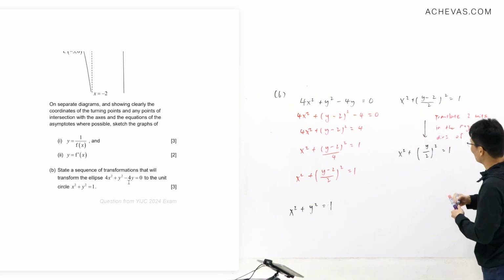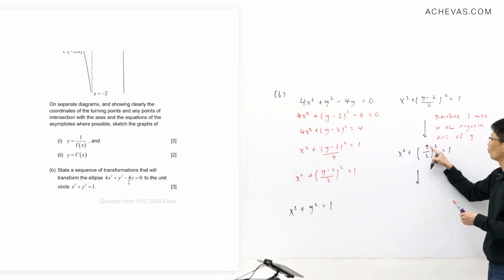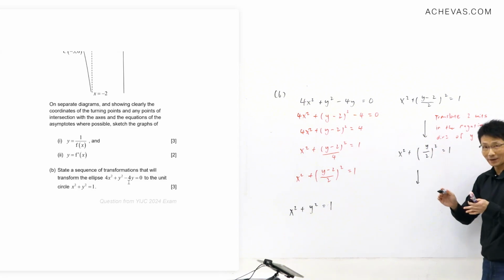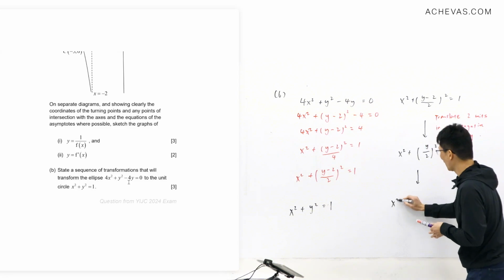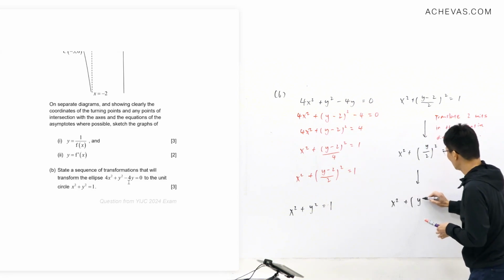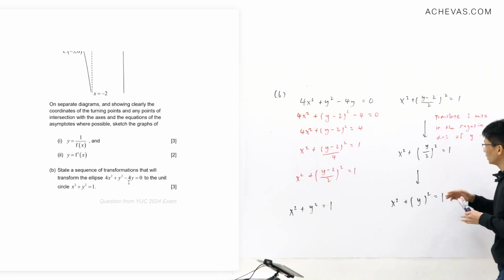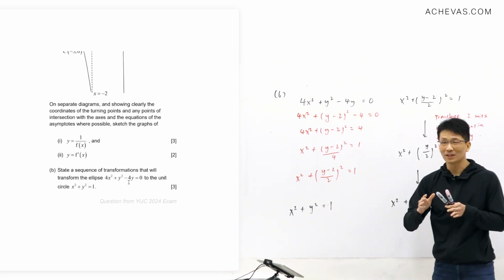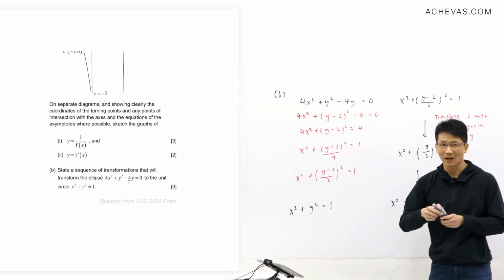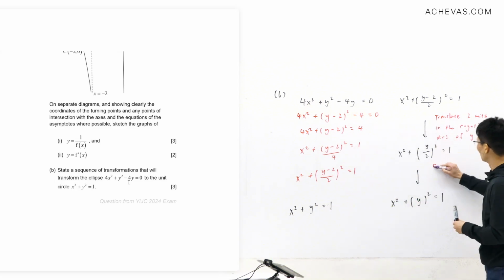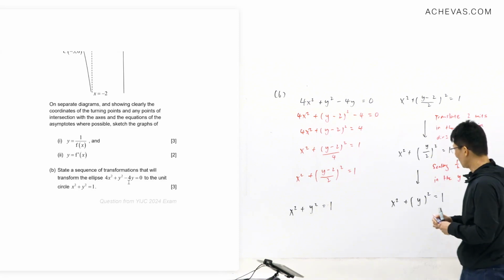So the next step I will attempt to do is to replace my y with 2y. So I will get x squared plus y squared equals 1. So replacement of y with 2y basically means scaling in the y-axis by half units. Scaling by half units in the y-axis. Right, so there we have it.